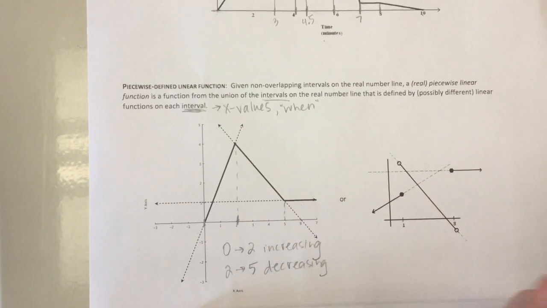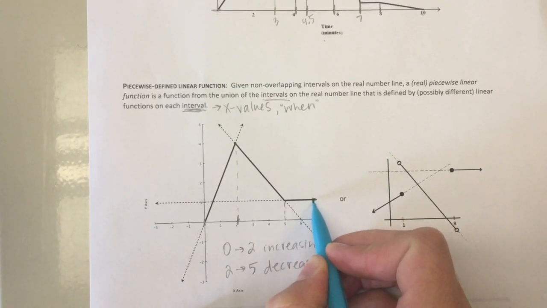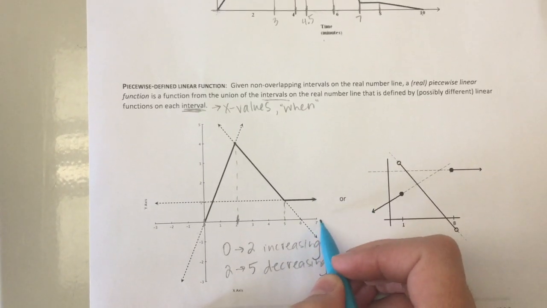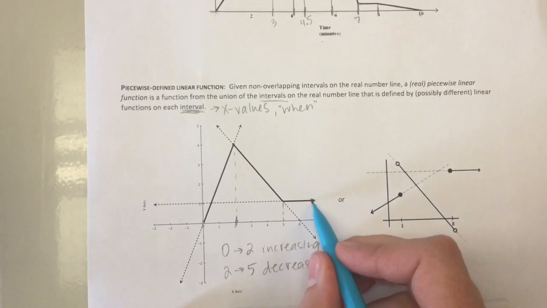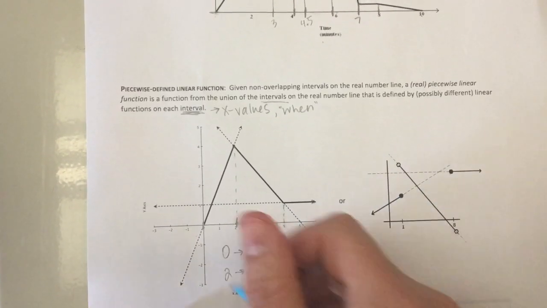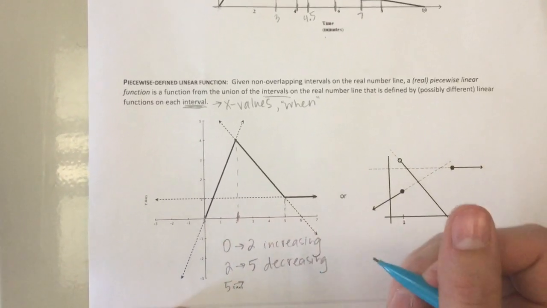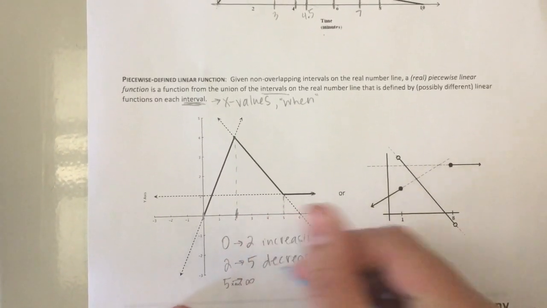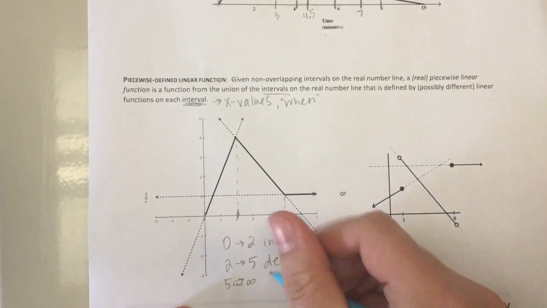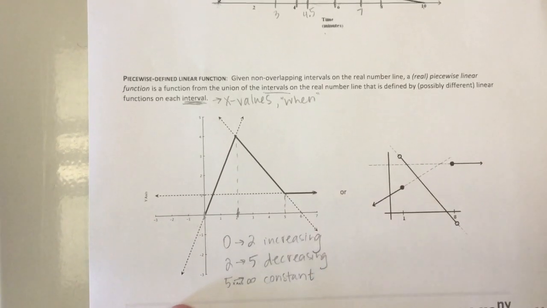So from 2 to 5, I'm decreasing. And then my next interval, notice it's got my little arrow, so we can assume that this constant rate's gonna continue on. Of course we can't draw a graph forever, but this arrow tells me that I'm gonna continue at a constant rate. So from 5 to, you can say infinity, you can say onward, either way. Continuing on, I will be going at a constant rate.